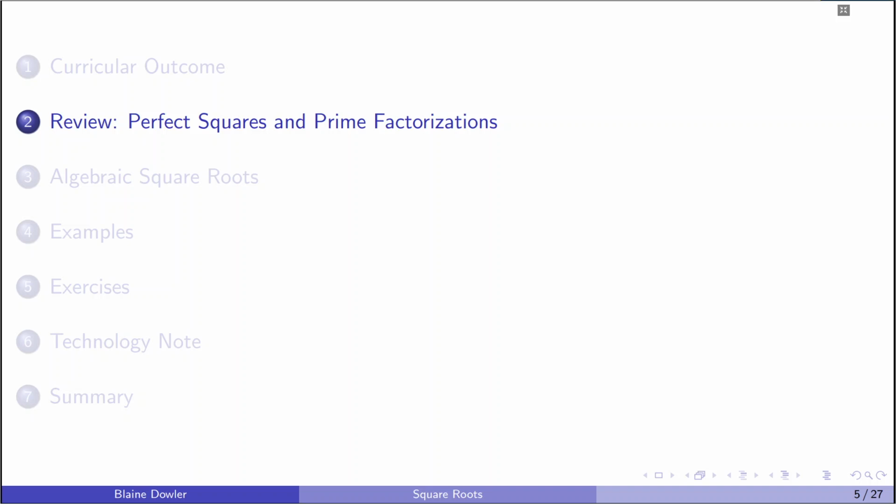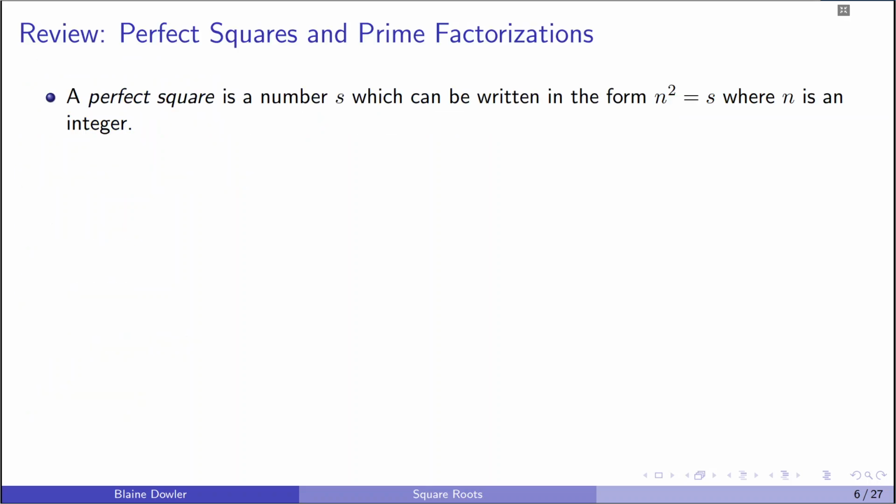So we'll take a look at perfect squares and prime factorizations. A perfect square is a number which can be written in the form of an integer multiplied by itself. So n squared equals s, n is an integer. Then s will be a perfect square.